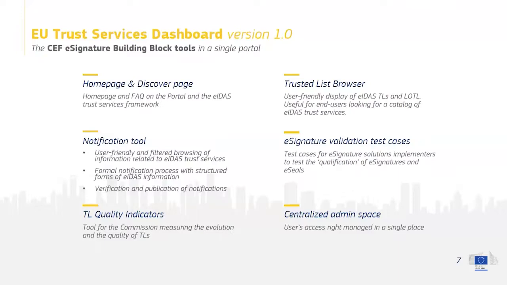All these lists that can be browsed are notified by the member states through a formal notification process with structured forms, compared to the previous process that was email based. After notification, the content of this notification is first verified by the subject matter experts of the European Commission, and then published by a European Commission official. After publication, the information that has been notified can be browsed in the eTrust services dashboard.